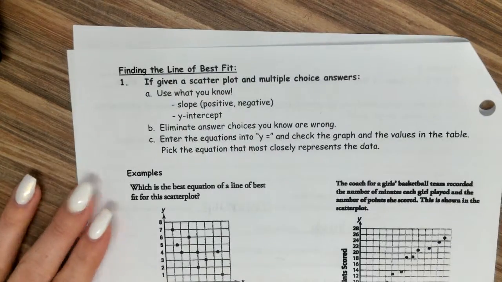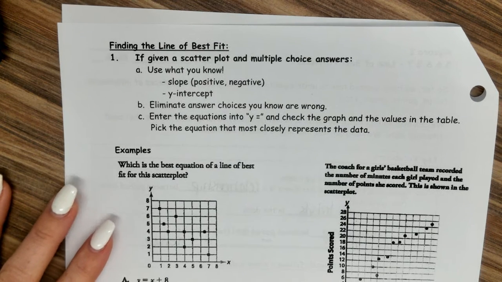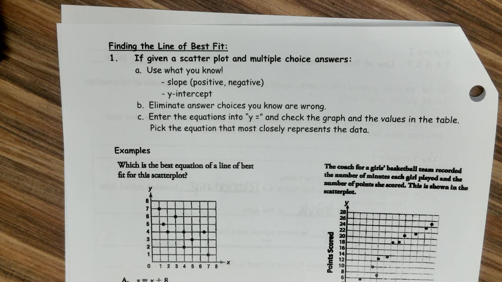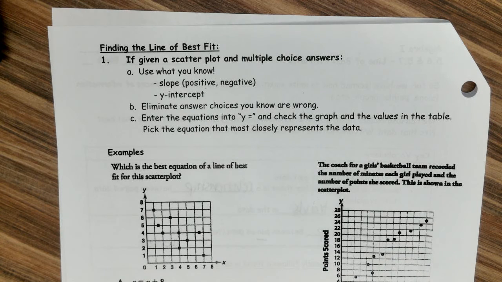To find a line of best fit, use what you know. If you know the slope is positive, then obviously the slope would be positive, right? Look at the y-intercept. You can eliminate answer choices if it's multiple choice that you know are wrong. You can enter equations into y equals and check your graph, or you can make a table and use stat, which is what I taught you to do on Friday.